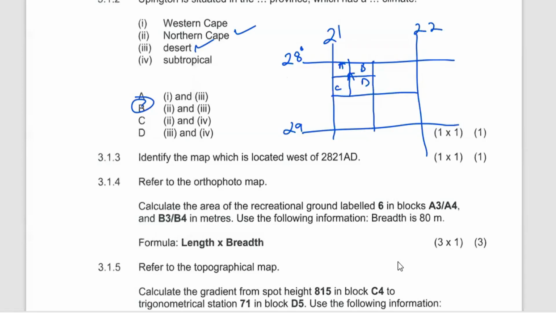So we want a map which is to the west of 2821 AD. Our AD is this one here. A map to the western direction, we are looking at this side, west, and this is our east. So to the west, we want the reference of this map. The reference is still the same, 28, 21. We are in the same block, we did not change, and our bigger block is still A. Our smaller block is now C. So this is the reference, 2821 AC. This is the map to the west of this given block, using our grid referencing.